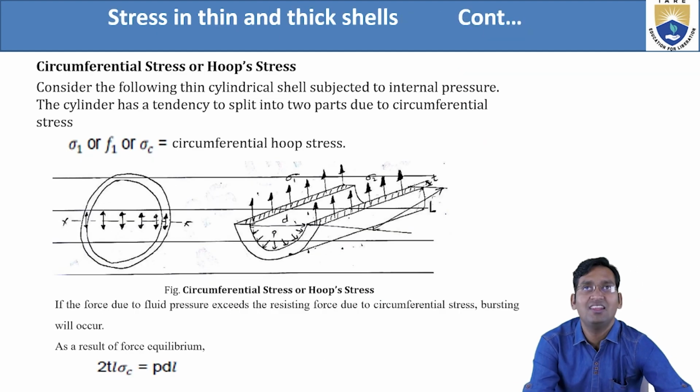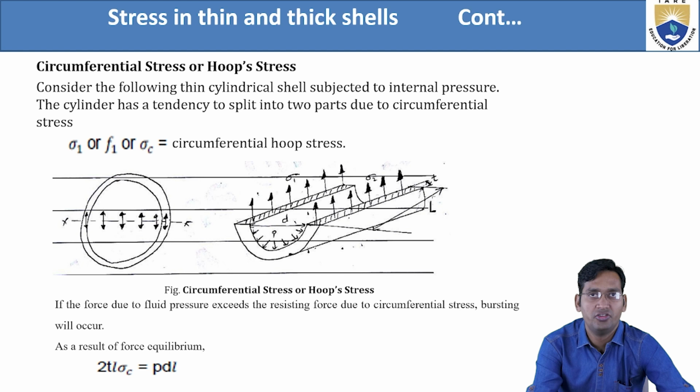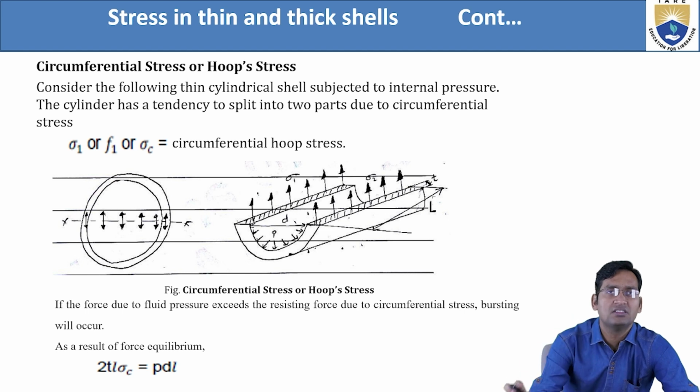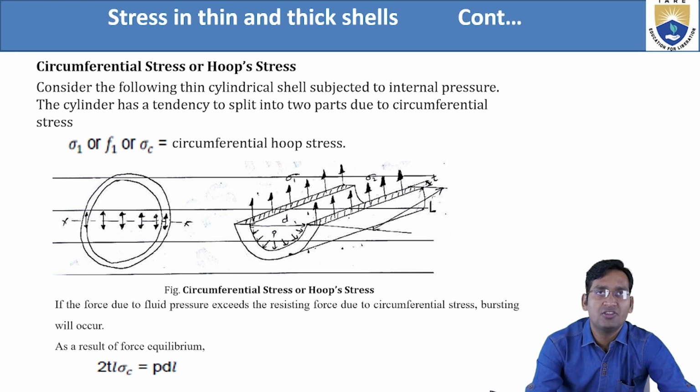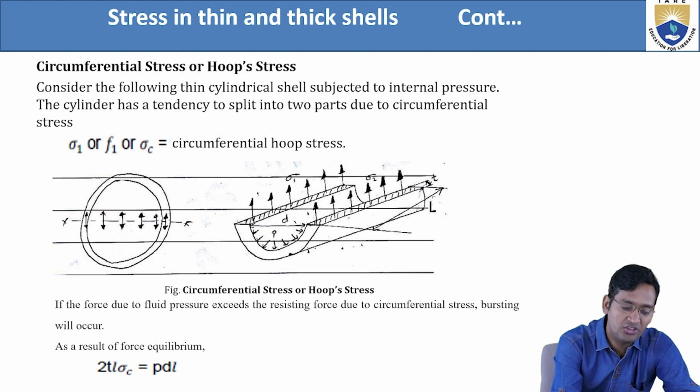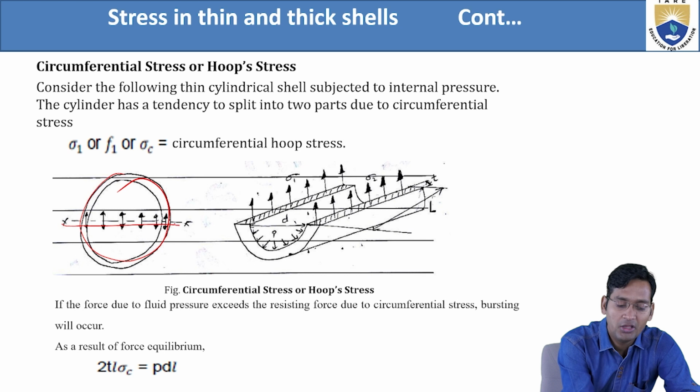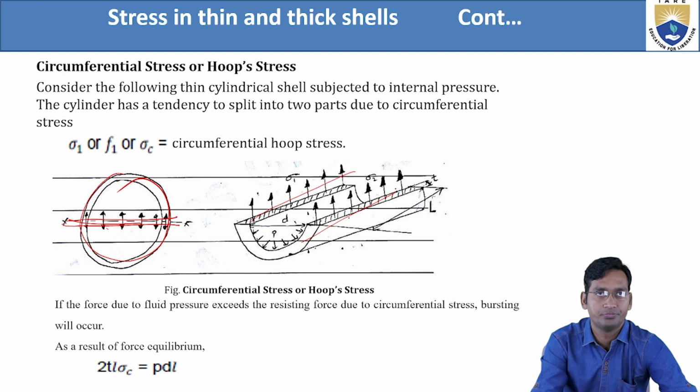Now stresses in thin and thick shell: circumferential stress or hoop stress, which is acting along the circumference. Consider the following thin cylindrical shell subjected to internal pressure. The cylinder has a tendency to split into two parts due to circumferential stress. So because of the circumferential stress, it will try to split into two parts. After splitting, they will become like this one.